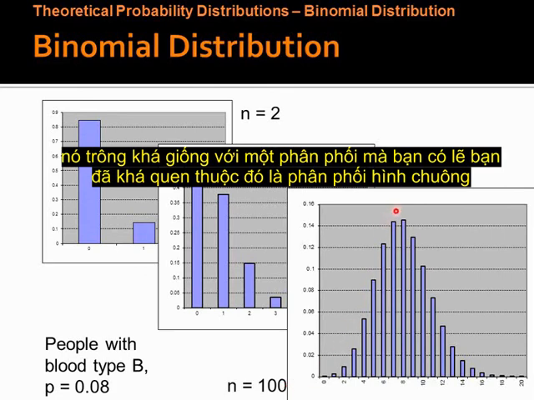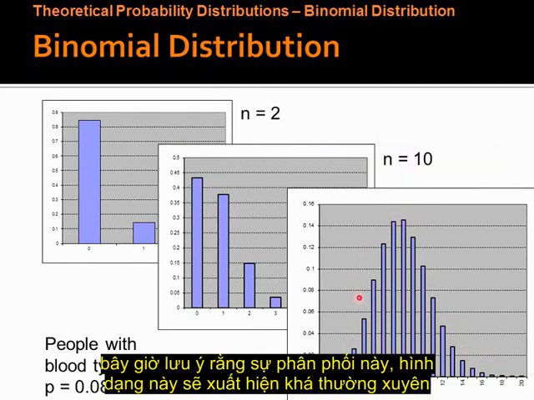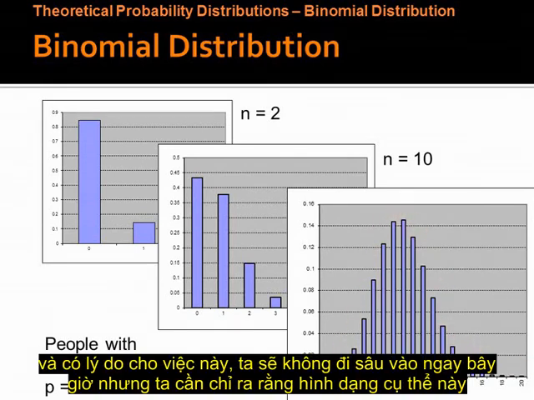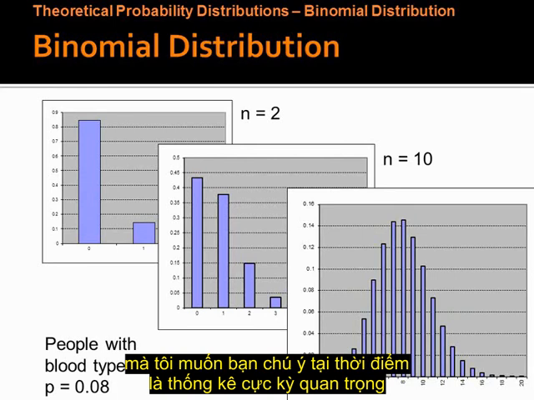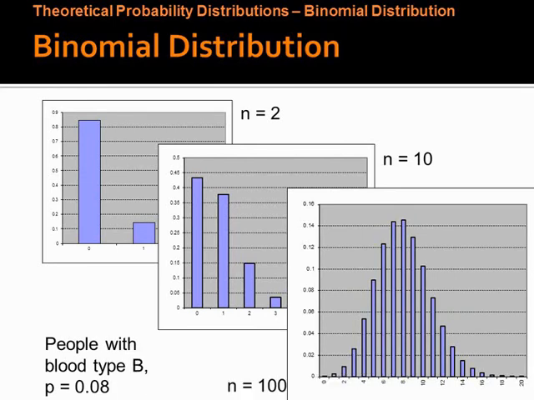It looks quite similar to a distribution that you're quite familiar with. Perhaps it's the bell-shaped distribution. Now notice that this distribution, this shape, is going to crop up quite often, and there's a reason for that. We'll not get into that for now, but I'll just point out that this particular shape that I am letting you notice at the moment is extremely important in our statistics.